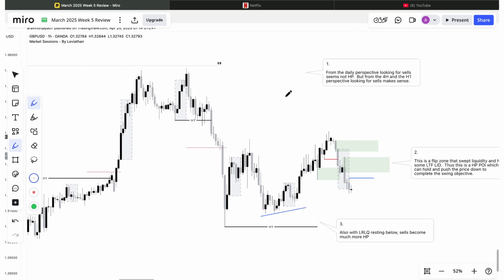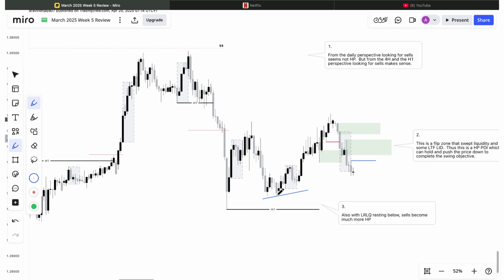So this is H1. Here you can see the low resistance has not yet been taken, and the swing structure is now aligned with the bearish CHoCH. So this is an inducement, and probably this POI can hold, or most probably this POI can hold and push the price down.